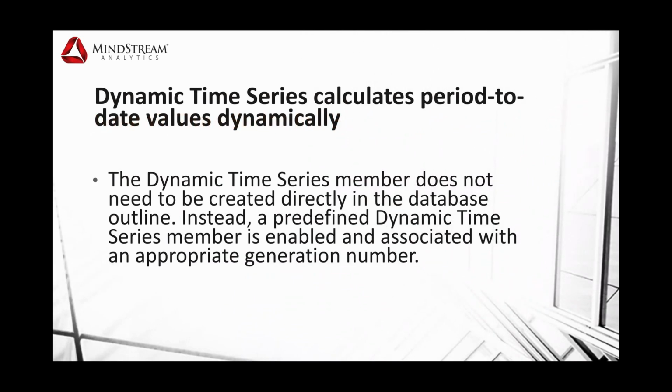The dynamic time series calculates period to date values dynamically. The dynamic time series member does not need to be created directly in the database outline. Instead, a predefined DTS series member is enabled and associated with an appropriate generation number.